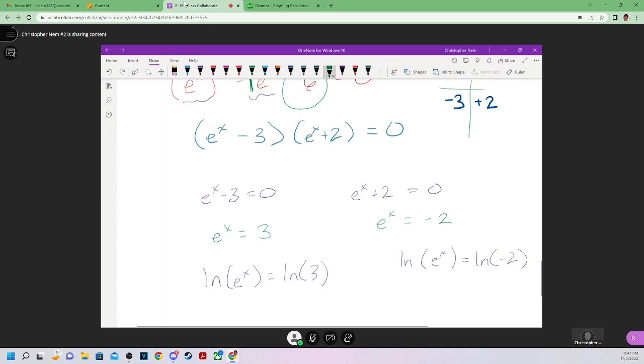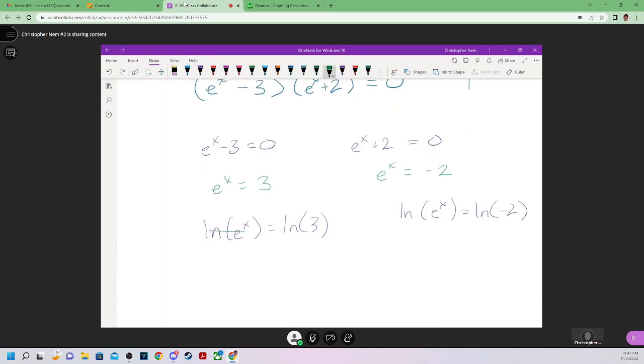Boom. I apply it to both sides, and then this cancels out. x is equal to ln of 3. It cancels this out. x is equal to ln of negative 2.